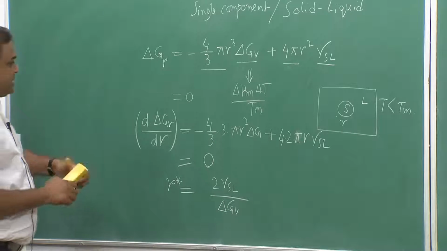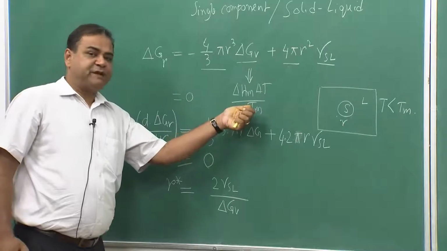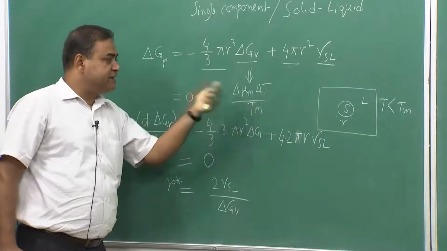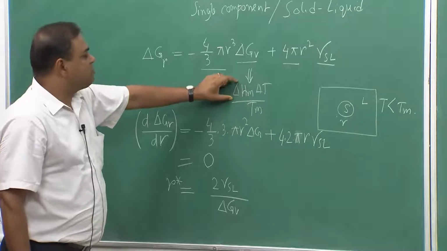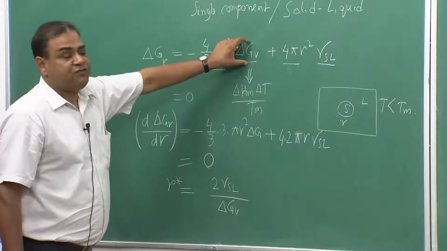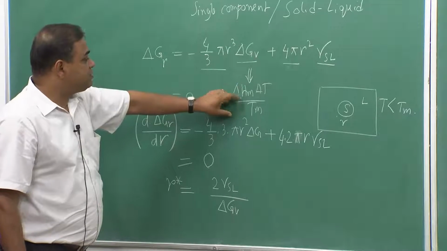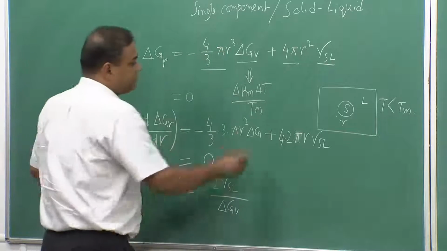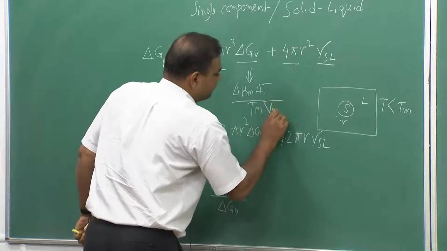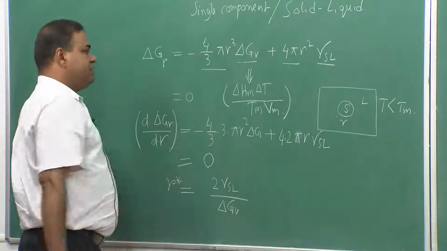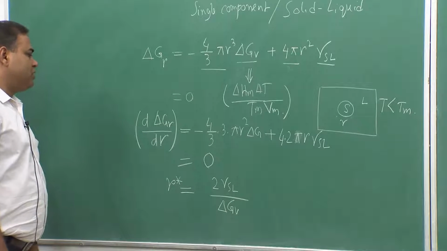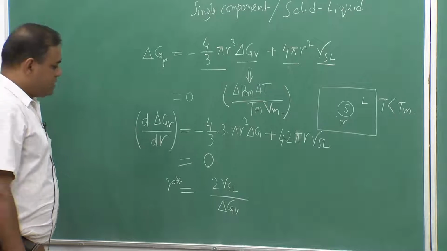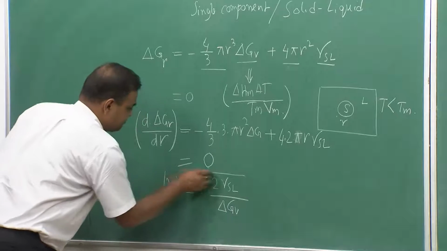Now, if we see this expression for del G V, there is a small problem. The problem is this term is a molar term, but this term is a volume term. So, in order to make it a volume term, we have to divide it by V m. We have already seen that. We have already done this particular treatment in order to convert molar to volumetric. Now, this is a critical expression.